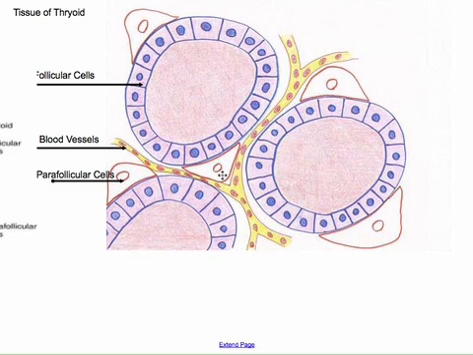And remember that your endocrine organs are going to have a lot of blood vessels going through them because that's where the hormones travel through. So all of this yellow with the red blood cells in it, that's your blood vessels.